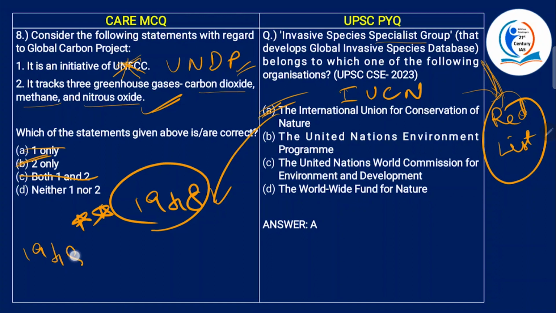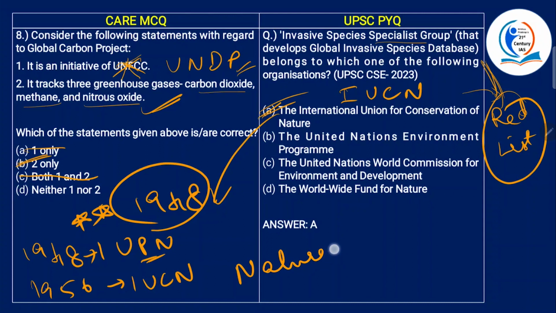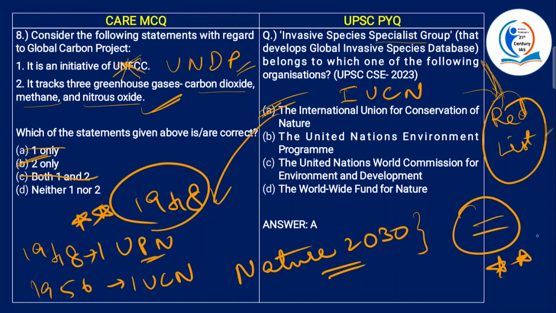Actually, in 1948, IUCN was not there. It was IUPN, for protection of nature. Later in 1956, it was renamed as IUCN. Did you get my point? Now, Nature 2030 is a call for mobilization to the entire group of people to build a very healthy globe. So that is also related to IUCN. See, IUCN is a culmination of civil society organizations. That you have to remember, very important. And you can quote it as an example also in your mains.